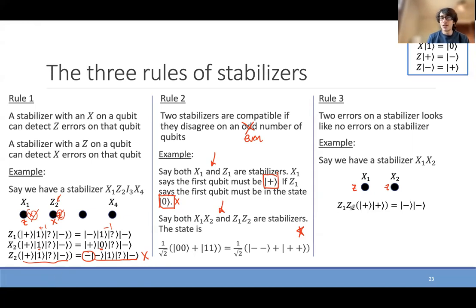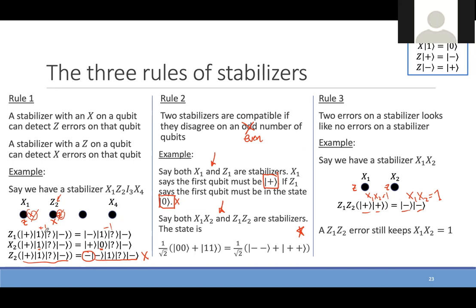But if we have a Z1 times Z2 error happening, if we have both a Z1 and a Z2 error happening, that would take a state plus plus to minus minus. And this state has X1, X2 equal to 1, and this state also has X1, X2 equal to 1, which means that two errors look like they had no errors. So a Z1, Z2 error still keeps X1 times X2 equal to 1. Questions about these three rules?